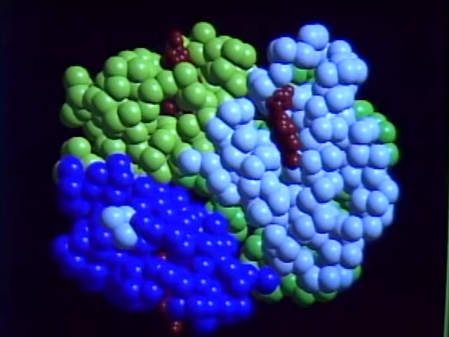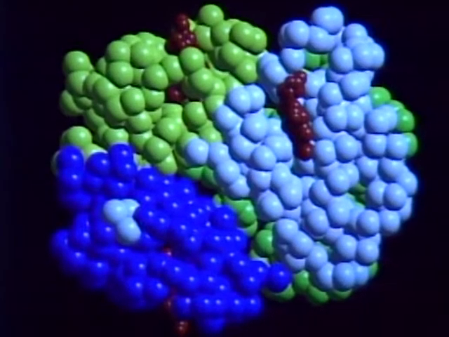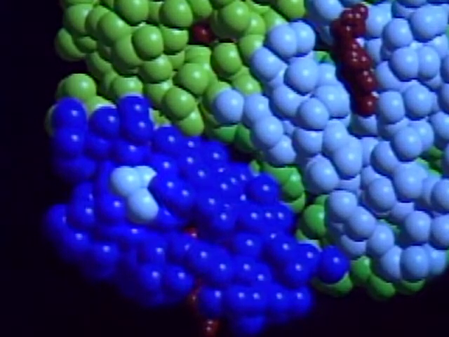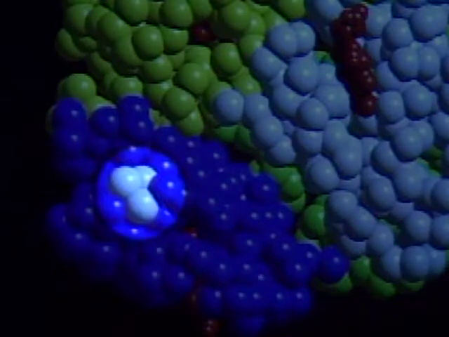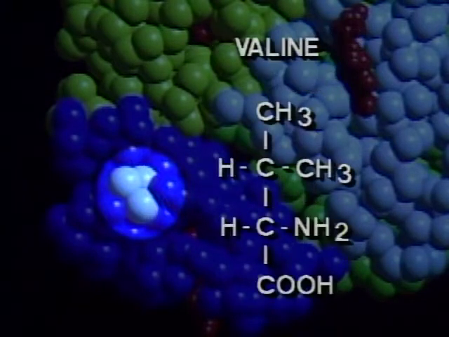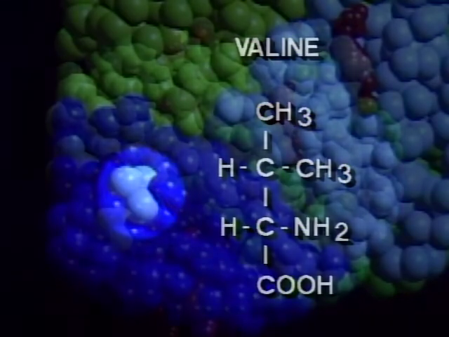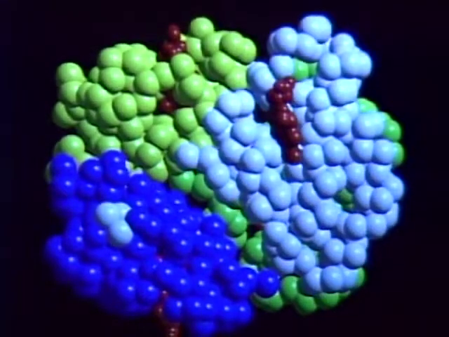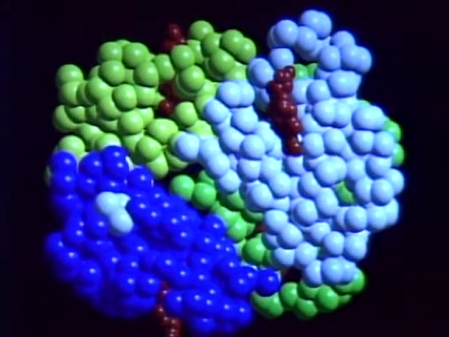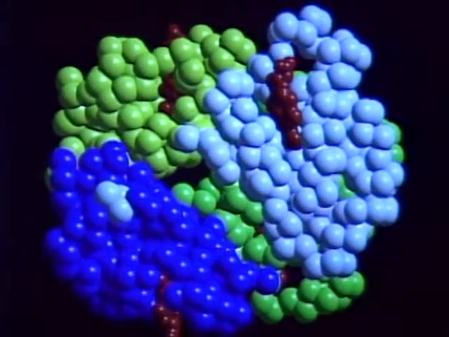How does sickle hemoglobin differ from normal hemoglobin at the molecular level? Remarkably, these molecules only differ by a single amino acid. In normal hemoglobin, the sixth amino acid in each beta chain is negatively charged glutamate. In sickle hemoglobin, this has been replaced by the nonpolar amino acid valine. This single change may seem insignificant, but it produces a crucial alteration in tertiary structure which causes the sickling.